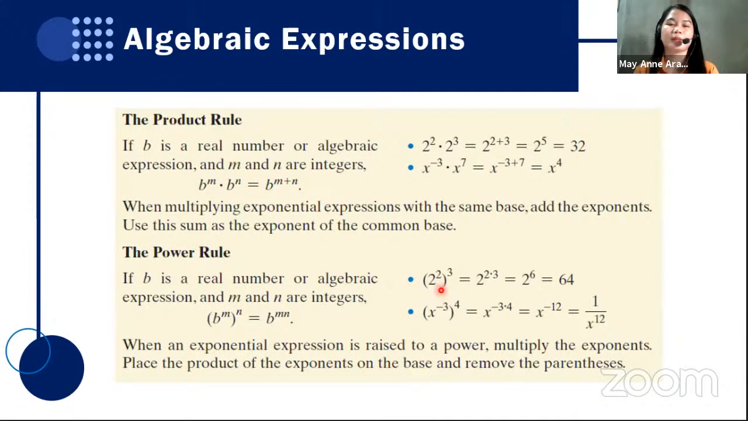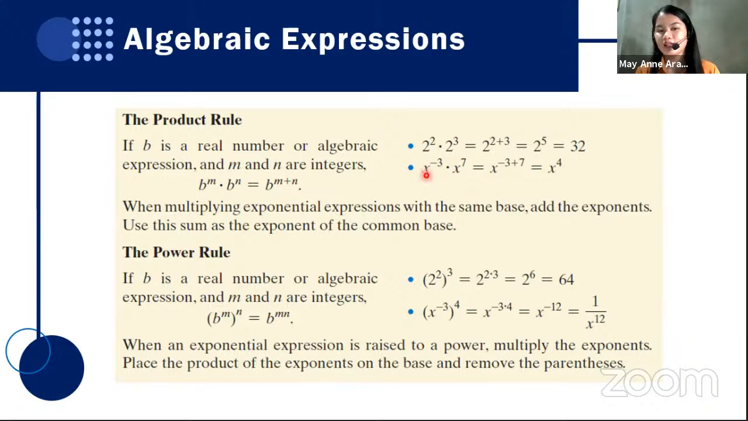Another one, we have the product rule. So if b is a real number or algebraic expression and m and n are integers, the product of b raised to m and b raised to n is equal to b raised to the sum of their exponents. So for example, you have 2 squared times 2 cubed. They have the same base. Oh, parehas 2. This is only applicable sa same base, ha. So just add the exponents, ha. Copy, then add the exponent. So you have 2 plus 3 is 5. Then evaluate. 2 raised to 5 is equal to 32.